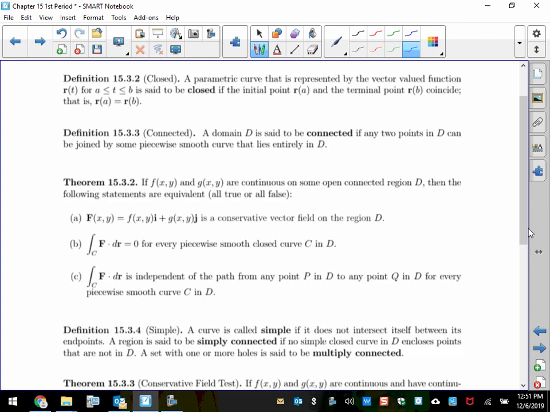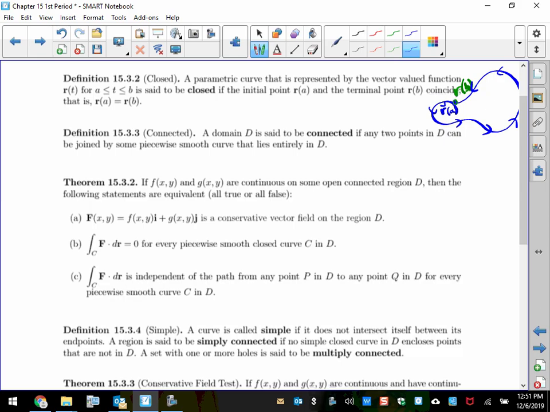It's talking about what it means to be closed. A parametric curve that is represented by a vector valued function r is said to be closed if the initial point r of a and terminal point r of b coincide. So you could have just some path. Let's put some path here, and the starting point and ending point are the same. So here's r of a, and that happens to also be r of b. So r of a and r of b coincide at the same point, and as I move over the field, so I'm moving maybe in this direction, I start at one point and end at the same point, so we call that a closed path.